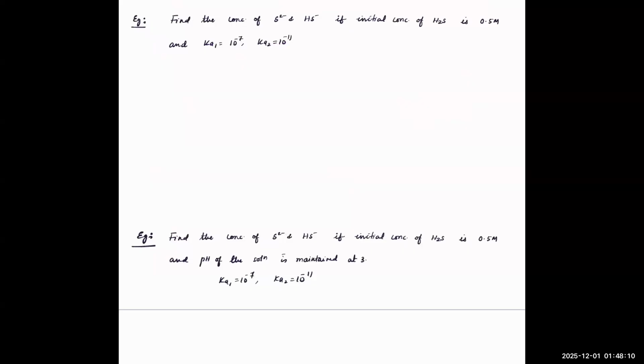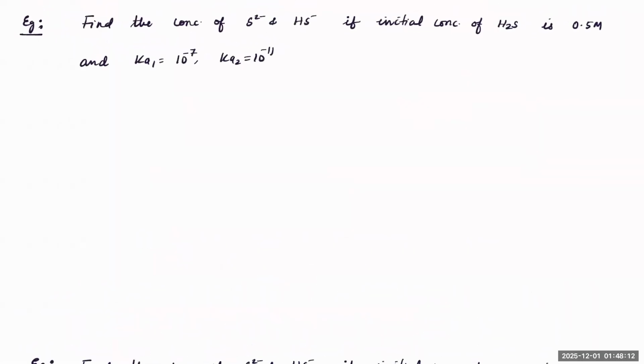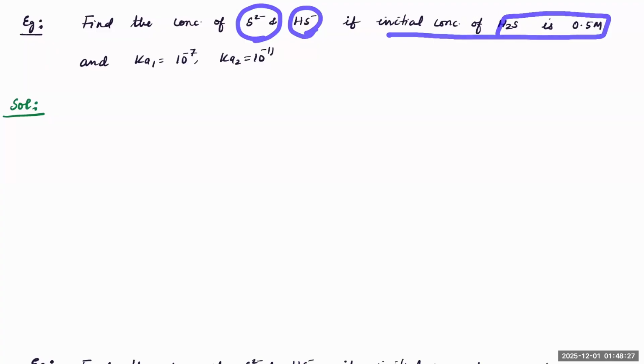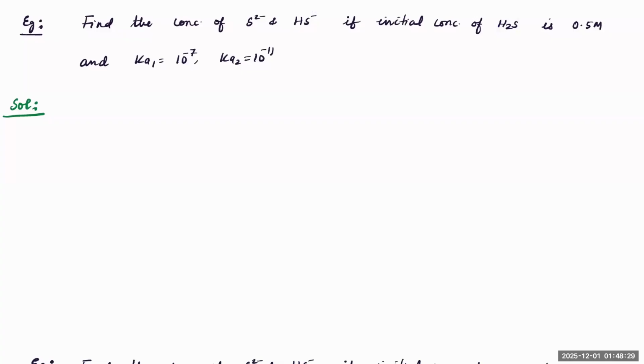Done, everybody? Now look into the questions. These are all PYQ, previous year asked questions. So please look into it one by one, how the questions have been framed. The first question includes, find the concentration of S2 minus, HS minus, if the initial concentration of H2S is 0.5 and Ka1, Ka2 values are given to us. Okay.